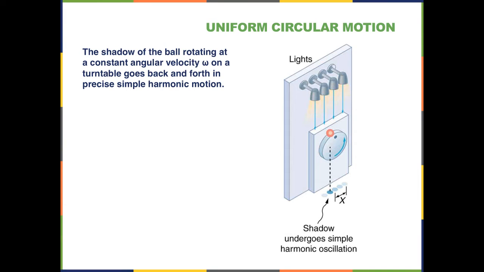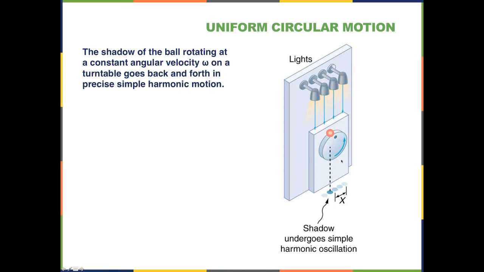This week we're going to finish our discussion on Chapter 16 and look at another aspect of wave-like motion. In the first part of this, we're going to talk about simple harmonic motion and uniform circular motion. And what you can see here is a device that is set up in order to look at the effect of a circular motion on a horizontal movement.